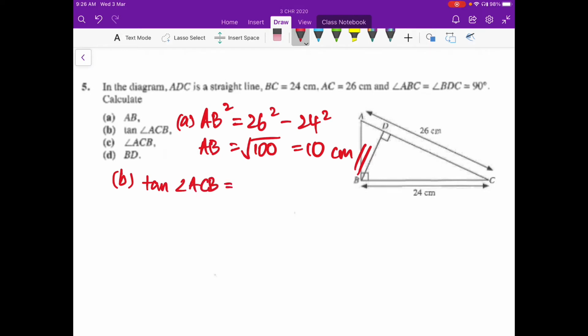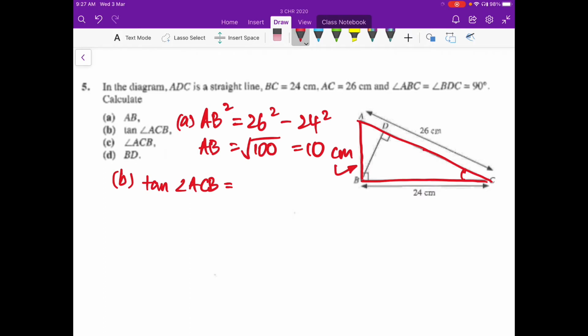Okay, so how do we find out tangent of ACB? First, identify the angle ACB. This is the angle that is relevant to me. I need tangent of that angle. So, which right angle triangle will you be using? There are two of them. Big one. Okay, the big one. Let us focus on the big triangle. I know that this is 10 cm already. I know the hypotenuse, I know the adjacent. So what is tangent ACB?